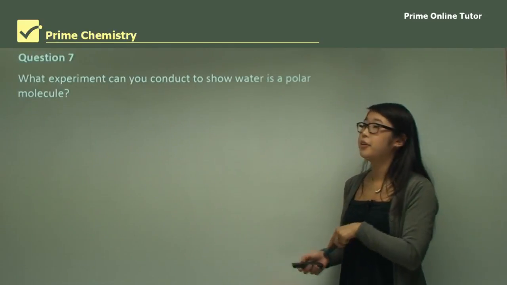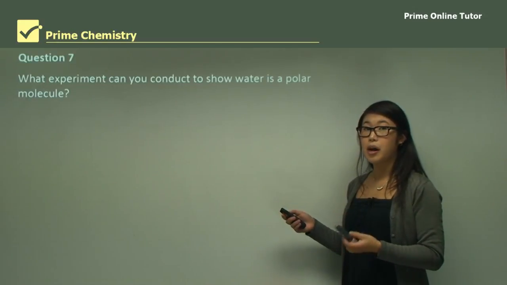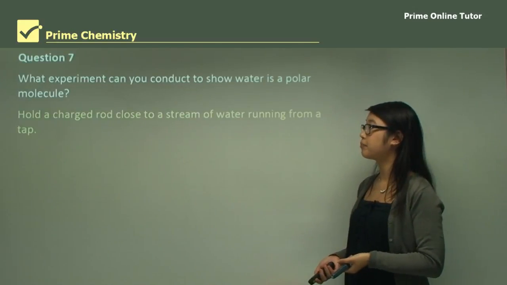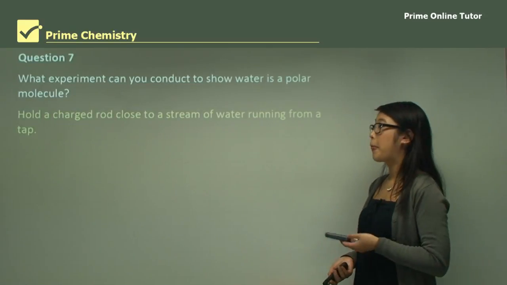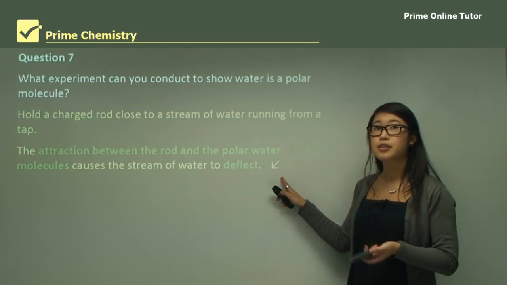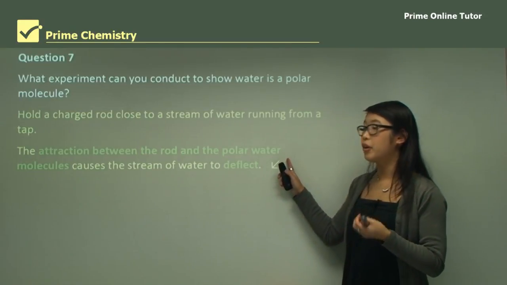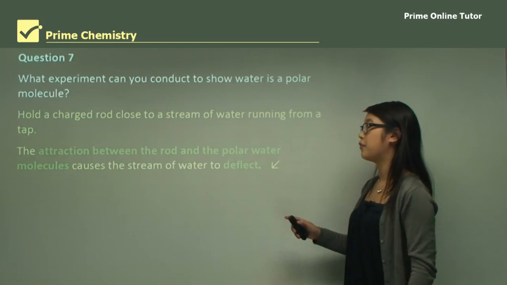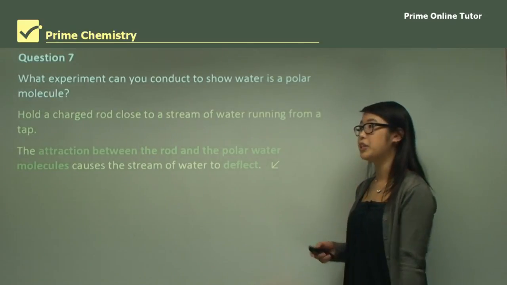What experiment can you conduct to show water is a polar molecule? We looked at that with the stream of running water. We get a charged rod, hold it close to a stream of running water, and then it will deflect. It's going to be attracted towards the polar rod, all the polar molecules, and therefore the water, instead of running straight down, is going to move whichever way we hold the rod.